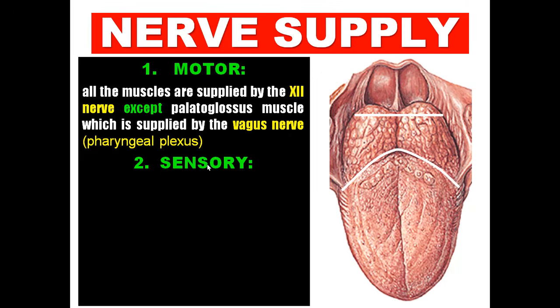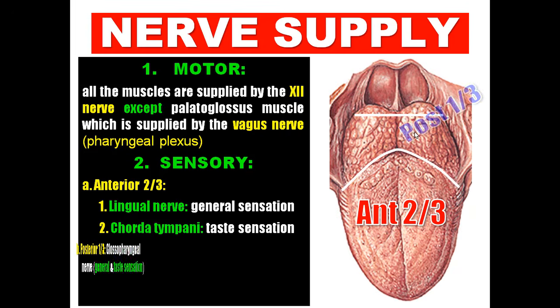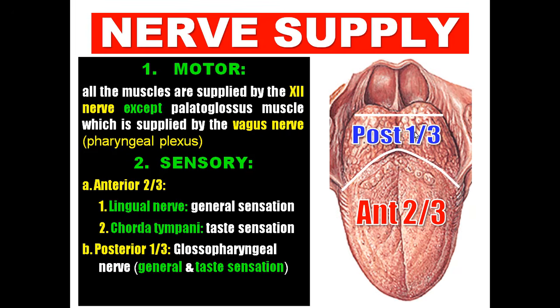Regarding the sensory nerve supply, we'll divide the tongue into the anterior 2/3, the posterior 1/3, and the most posterior part of the tongue. The anterior 2/3 is supplied by the lingual nerve for general sensation and the chorda tympani branch of the facial nerve for taste sensation. The posterior 1/3 is supplied by the glossopharyngeal nerve for general sensation and taste sensation. The most posterior part of the tongue is supplied by the internal laryngeal branch of the vagus.